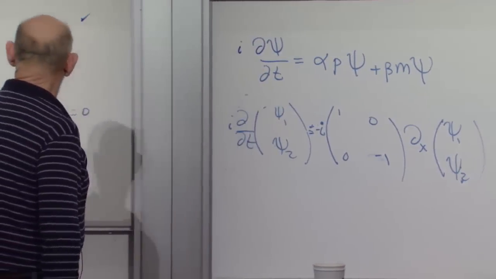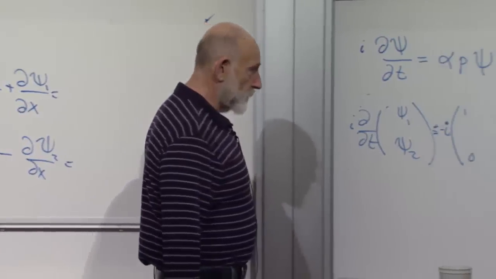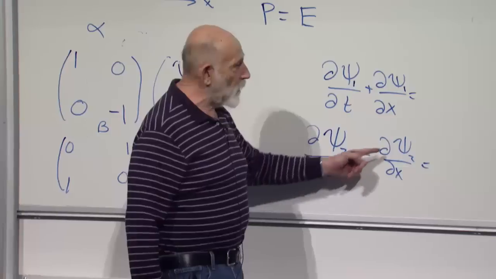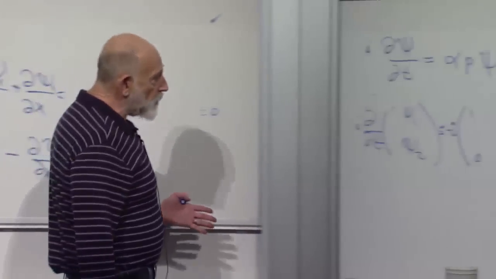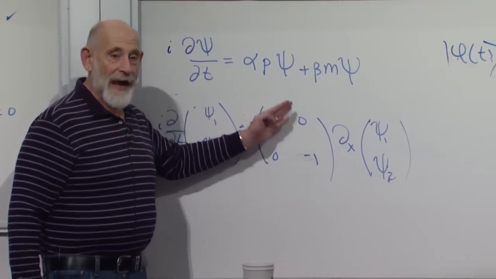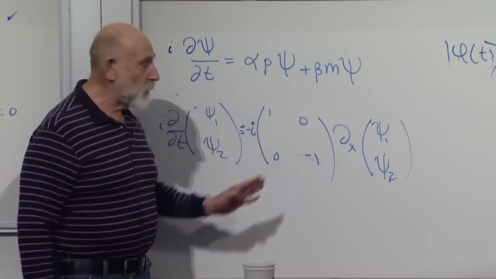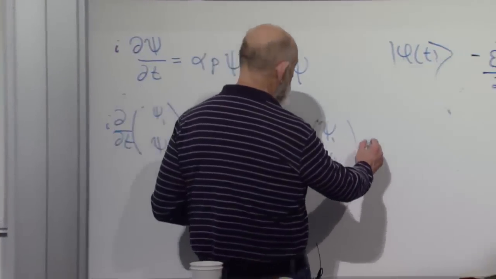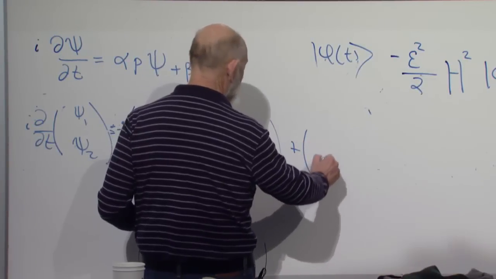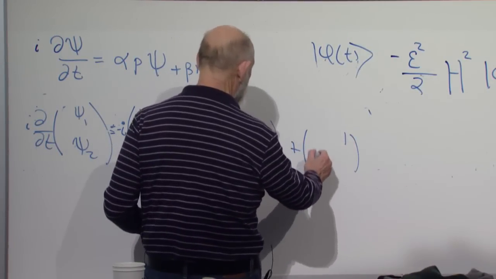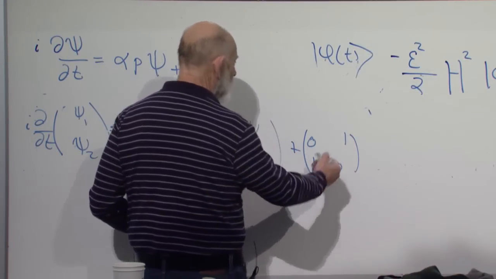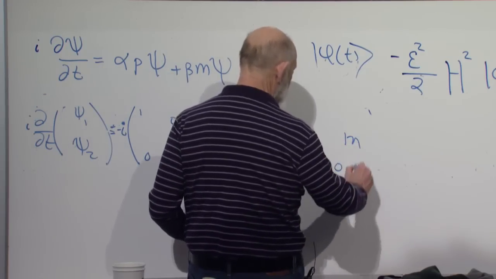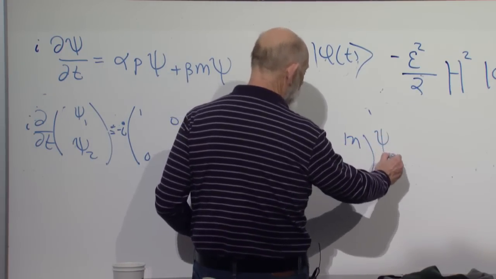Now, so far, we're just rewriting these two equations, separate equations for psi 1 and psi 2. And the reason they're separate is because this matrix is diagonal. It does not mix psi 1 with psi 2. But then we have beta. And so let's add plus beta, and beta is 0, 1, 1, 0. We have to multiply it by m, so let's put the m right in here, psi 1, psi 2.